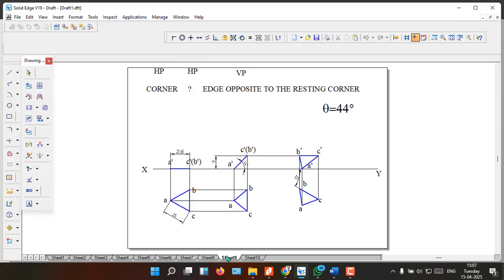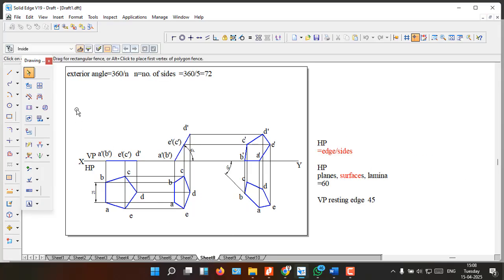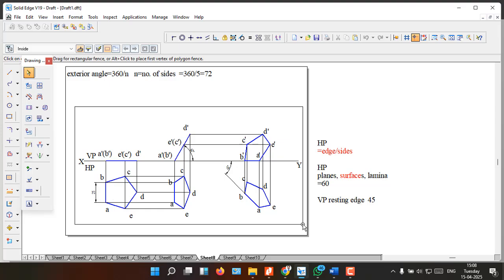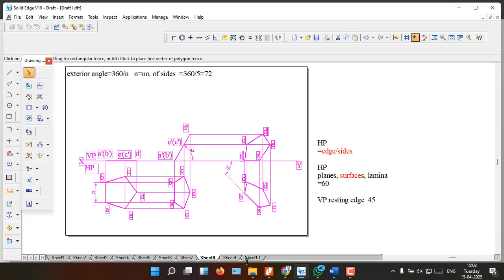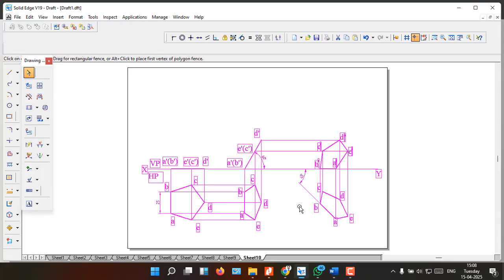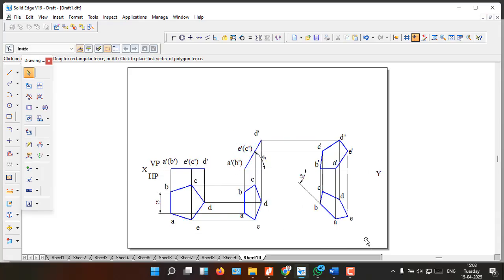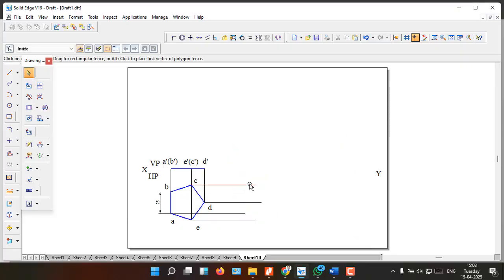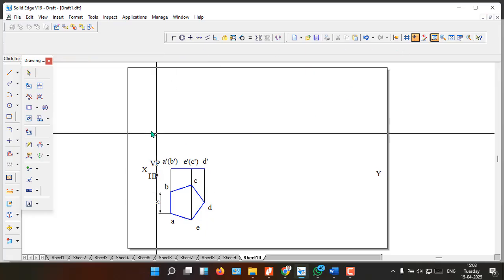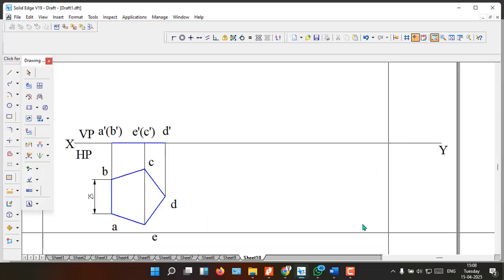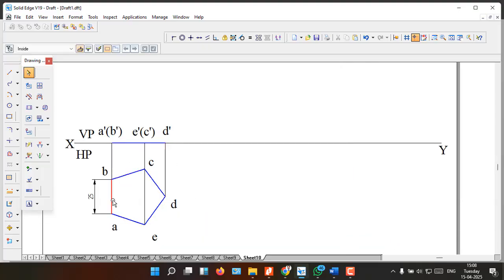So let's take up one pentagon problem. If you have already solved problem number 19, you can just copy paste the problem. Here we'll just delete the second and third positions. This is what the first position says: the pentagon is resting on one of its sides, the side lying on the left side of the observer, and this is how exactly it is placed.